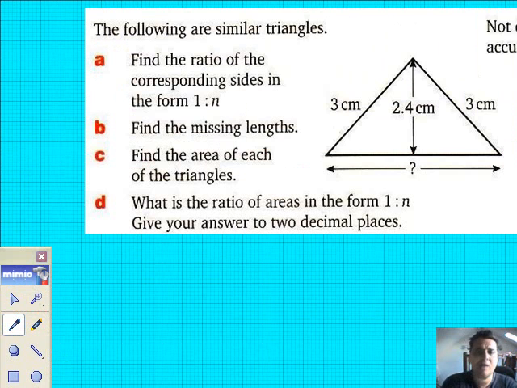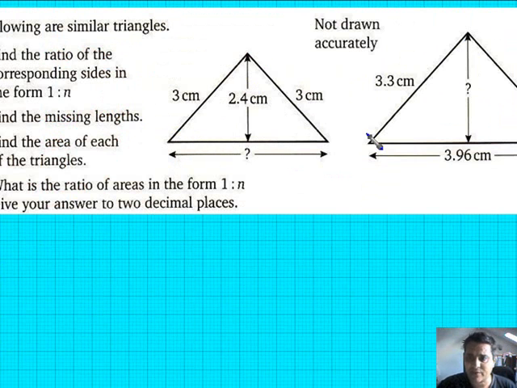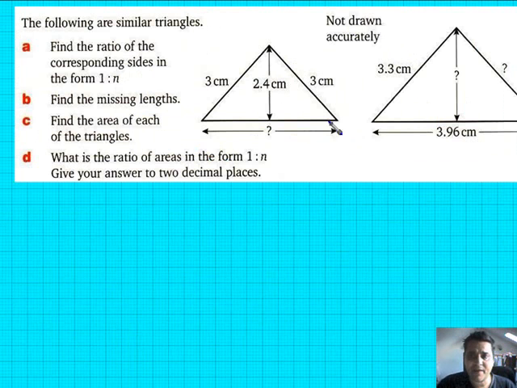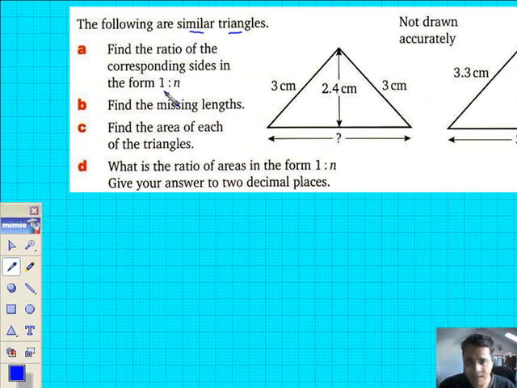So here are similar triangles. In other words, this 3 relates to that 3.3 by a certain enlargement, a certain scale factor. That 3 relates to this question mark here. The height of 2.4 relates to the mystery height there, and the base of 3.96 relates to the base there, because these triangles are in fact similar. Now find the ratio of the corresponding sides in the form of 1 to n.